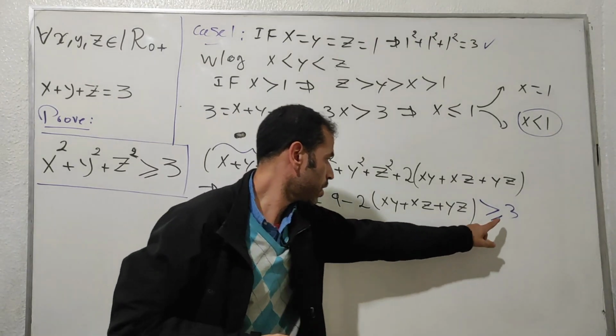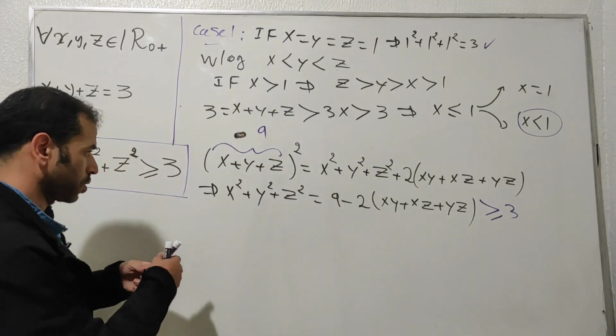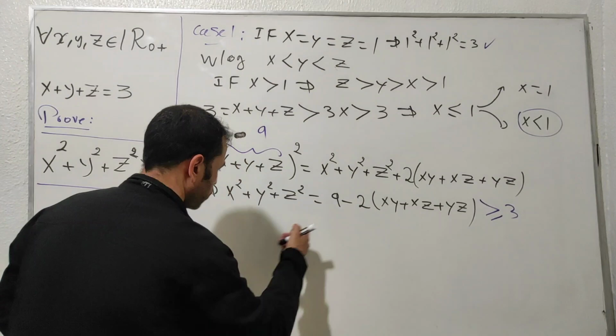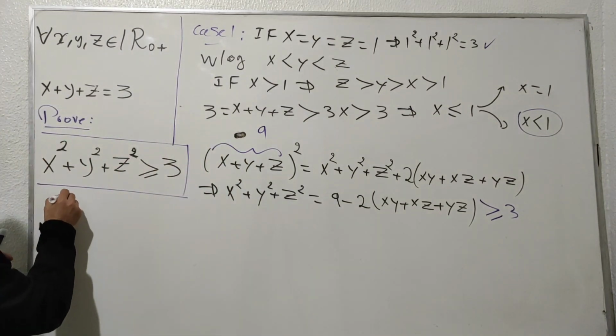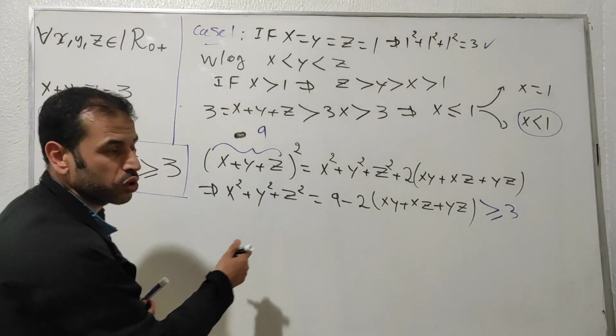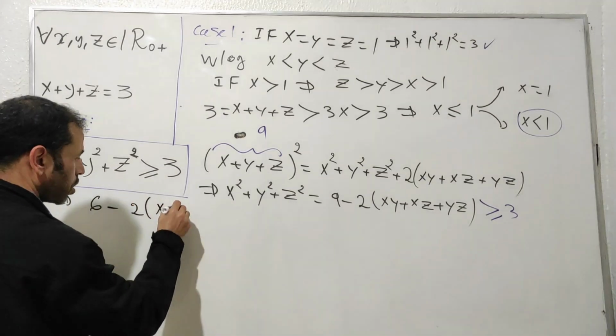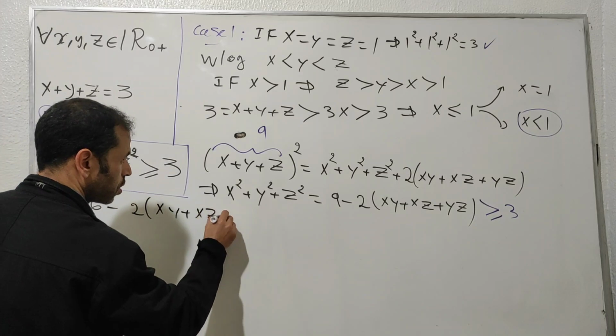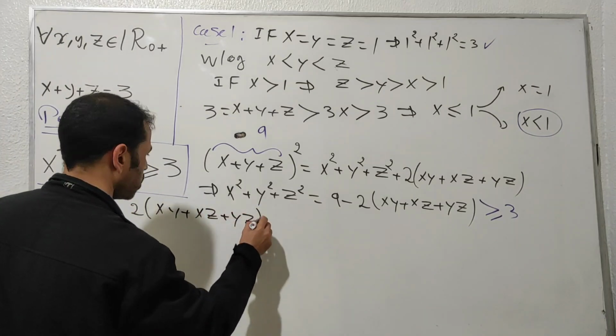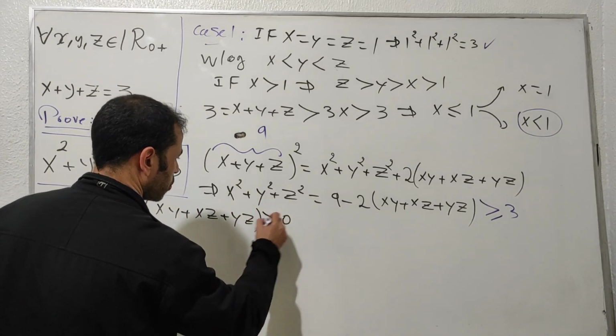Okay? Now let's take this number 3 to the left of this inequality. It becomes 9 minus 3, which is 6, minus 2 factor xy plus xz plus yz, okay, which is superior equal to 0.